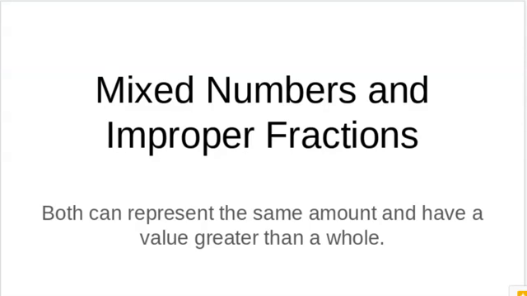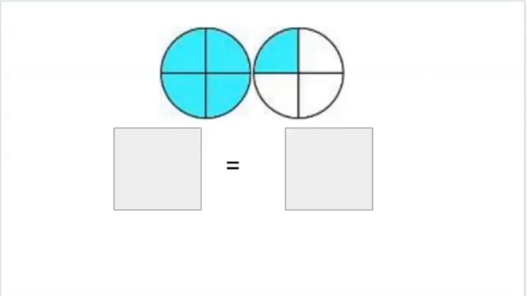It's important to know that both can represent the same exact amount, as well as both of these will give you a value that is greater than a whole. So let's look at some models. So here you can see that I have two fraction circles with some pieces shaded blue. Now, you can see that I definitely have more than one shaded in. So we're going to take a look at the improper fraction value first.